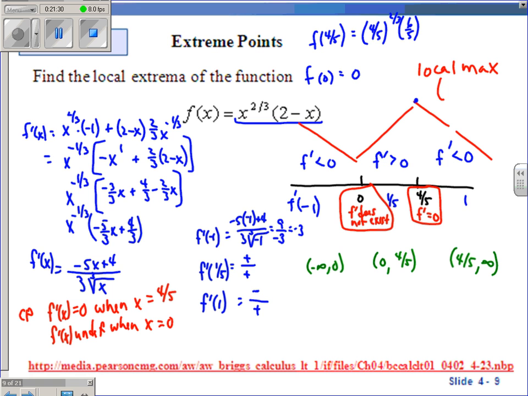And if we wanted to put the point, we know x is equal to 4/5 and the y would be whatever that is: (4/5)^(2/3) times 6/5. So the local maximum is at x equals 4/5. And we have a local minimum at x equals 0.